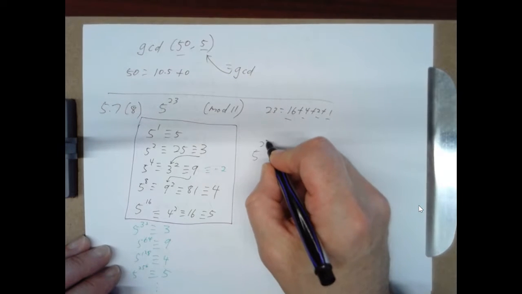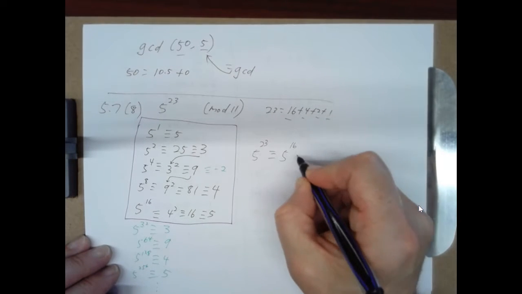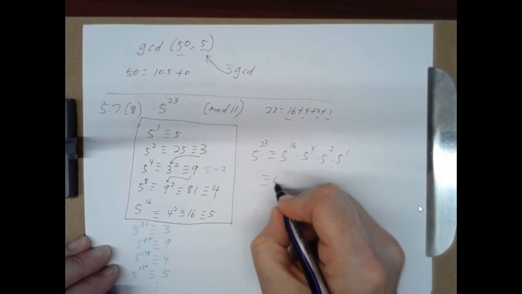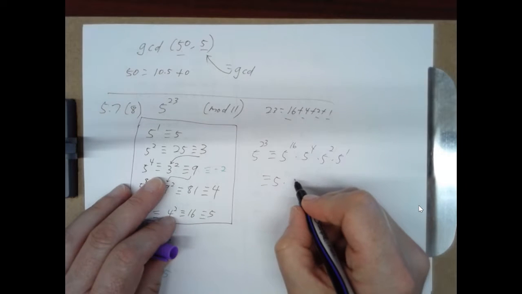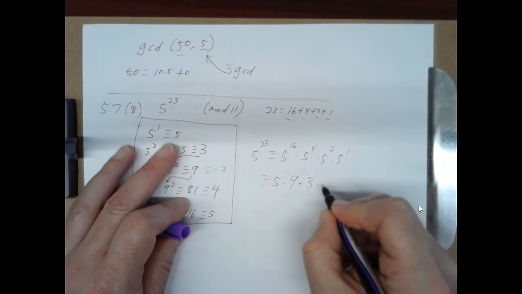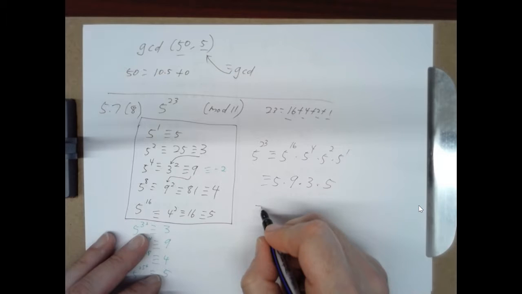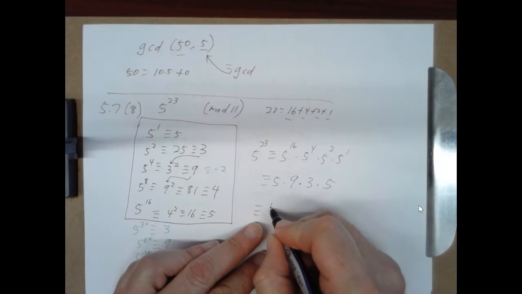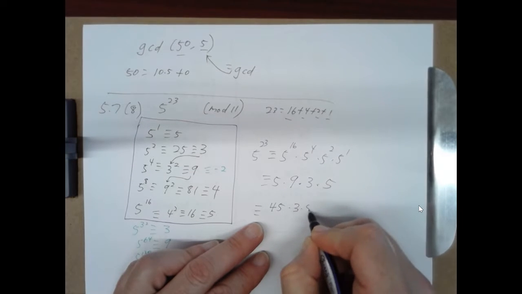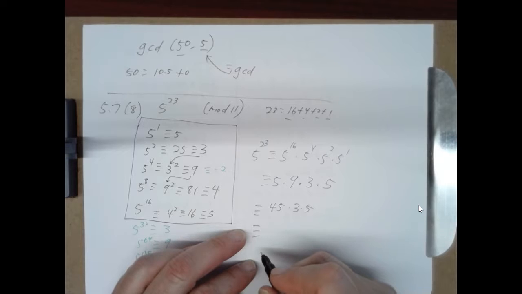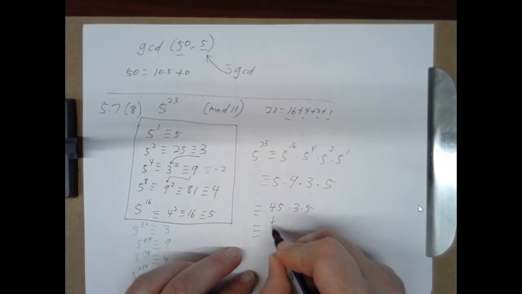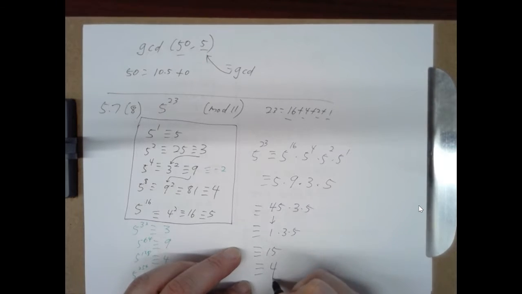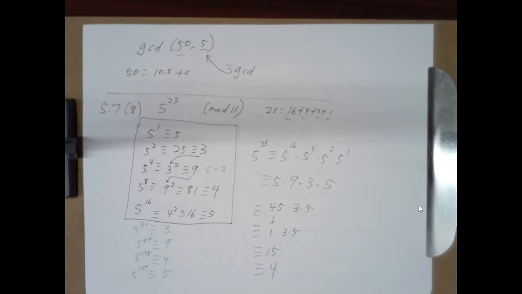And so 5 to the 23rd is 5 to the 16th times 5 to the 4th times 5 squared times 5 to the 1st, which is 5 times 9 times 3 times 5. And you can multiply these out if you have a calculator, or you can do it in pieces. This is 45 times 3 times 5. 45 is congruent to 1. It's 1 more than 44. So this is 1 times 3 times 5, which is 15, which is 4 more than 11. So your final answer is 4.